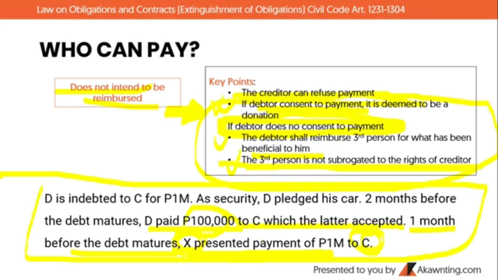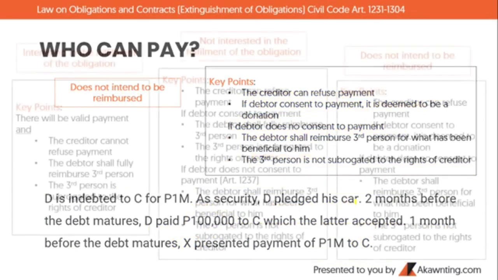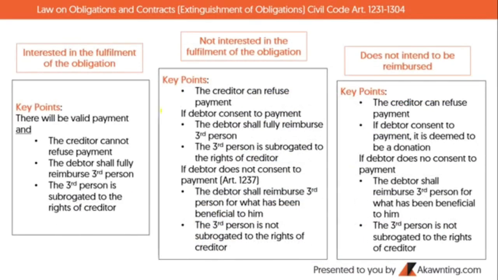Kapag si X hindi makasingil kay D for the 1 million na utang, hindi niya pwedeng i-foreclose yung pledge dun sa car. Okay, so ayan, summary lang: interested in the fulfillment of the obligation, not interested in the fulfillment of the obligation, does not intend to reimburse. Yan yung mga summary of key points natin.